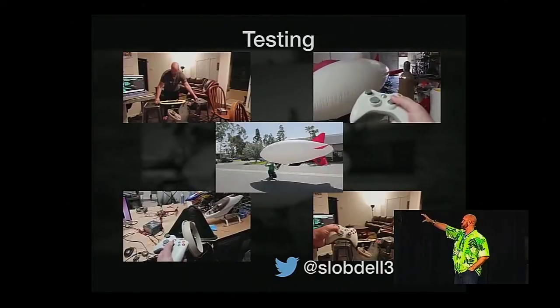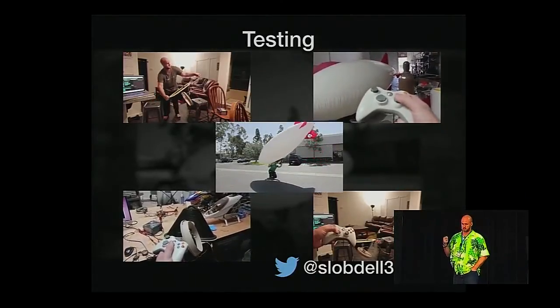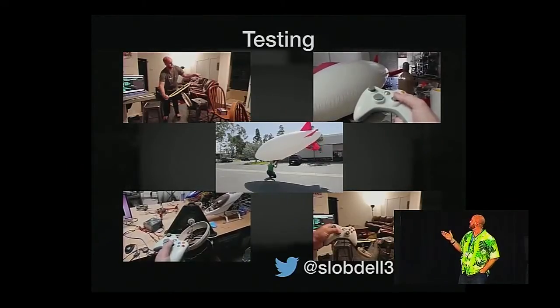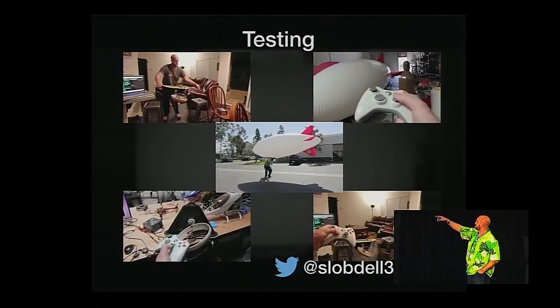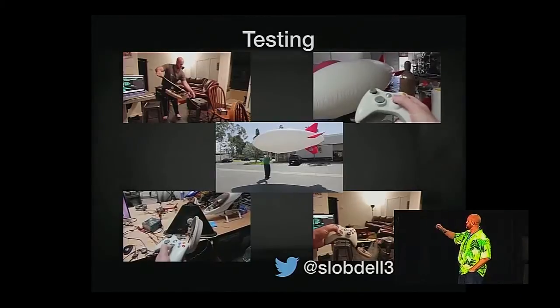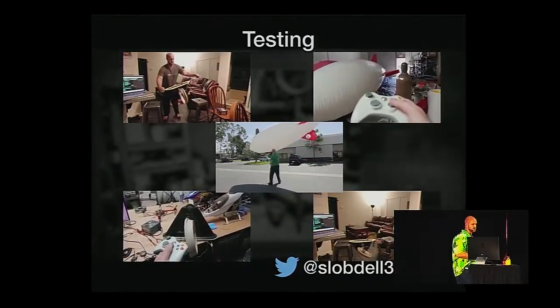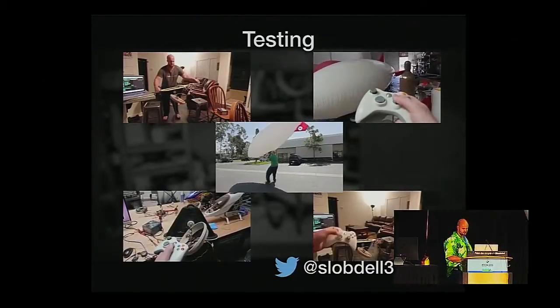And then the center image is just me actually doing that with the full-blown blimp. So the rest of the videos, top right, I'm yawing left and right. Bottom left, I am manipulating a servo to change the thrust vector. And on the bottom right, I am just changing the motor control to actually speed up or speed down.